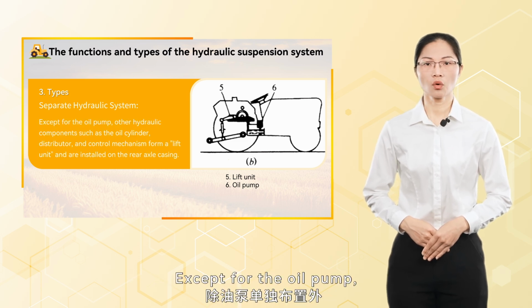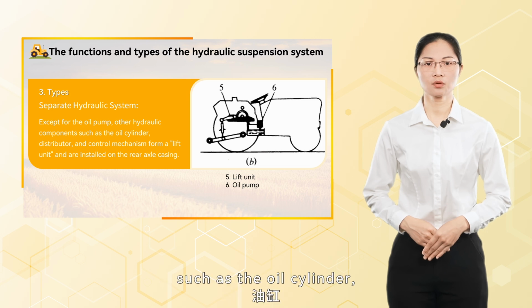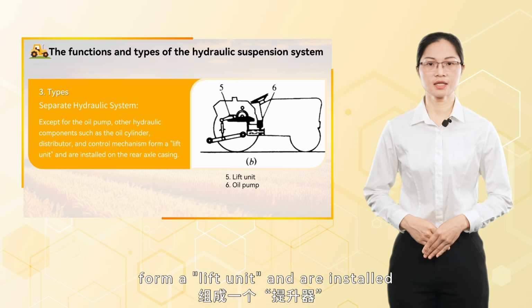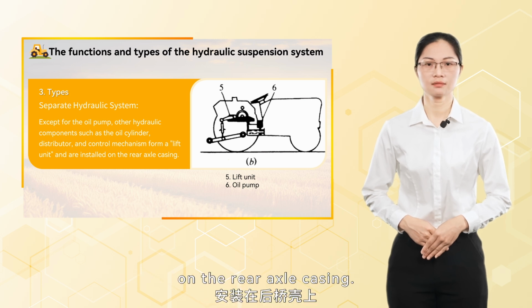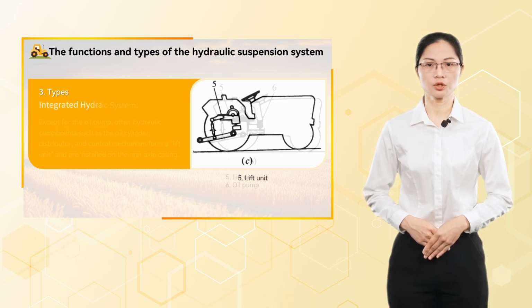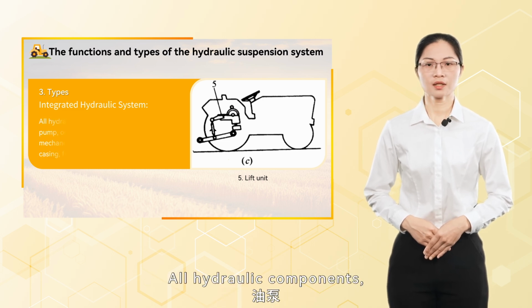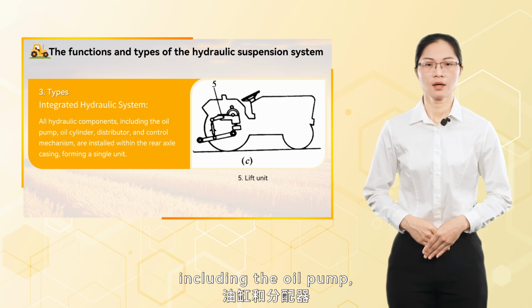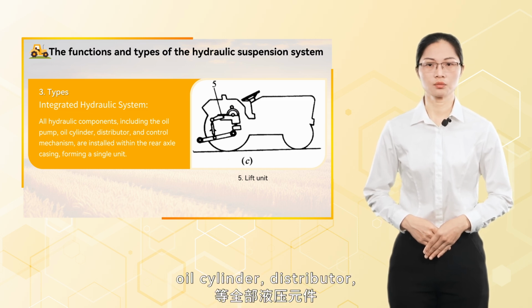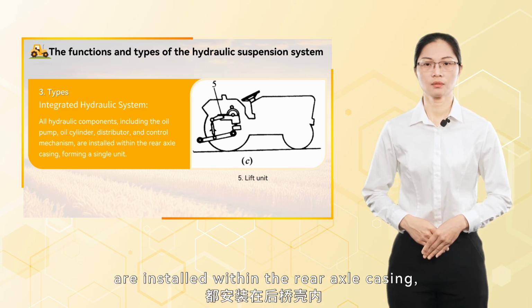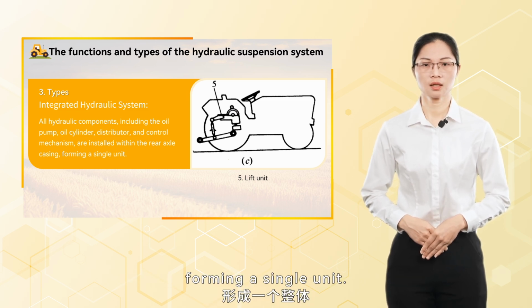Except for the oil pump, other hydraulic components such as the oil cylinder, distributor, and control mechanism form a lift unit and are installed on the rear axle casing. 3. Integrated hydraulic system. All hydraulic components, including the oil pump, oil cylinder, distributor, and control mechanism, are installed within the rear axle casing, forming a single unit.